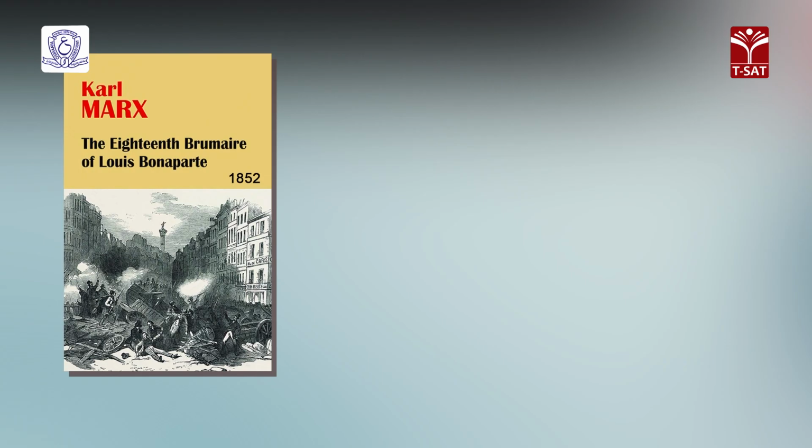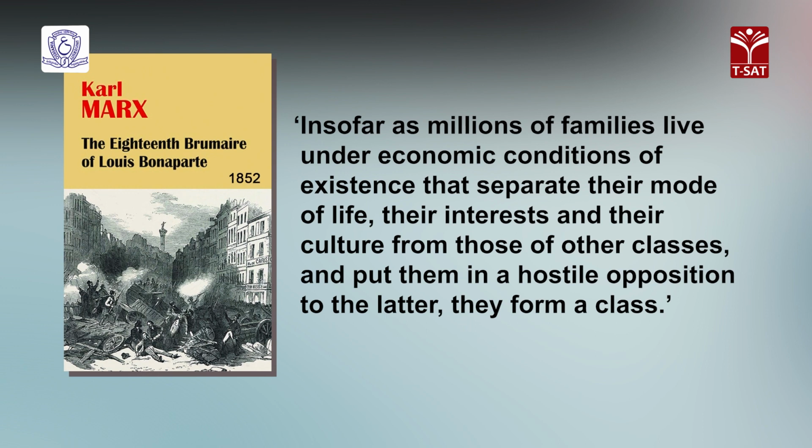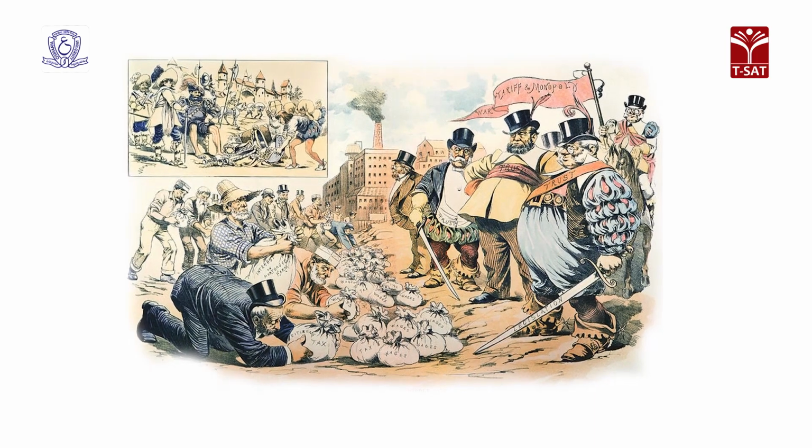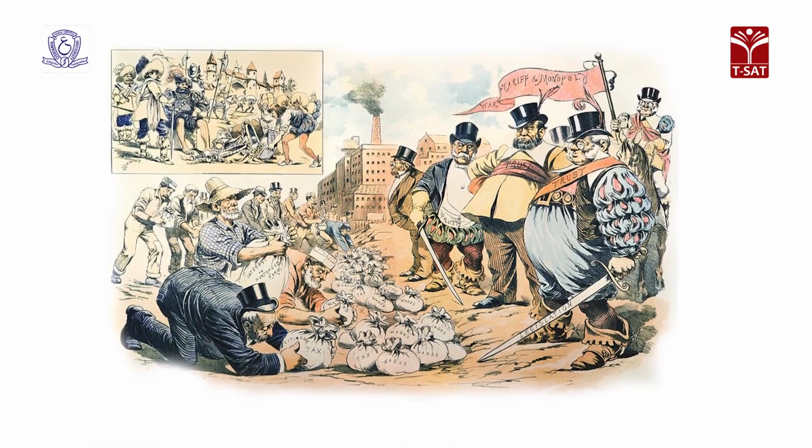In an 1852 article by Karl Marx, The 18th Brumaire of Louis Bonaparte, Marx describes class in this way. "Insofar as millions of families live under economic conditions of existence that separate their mode of life, their interests and their culture from those of other classes and put them in a hostile opposition to the latter, they form a class." From Marx's perspective, systems of stratification derive from the relationships of social groups to the forces of production.